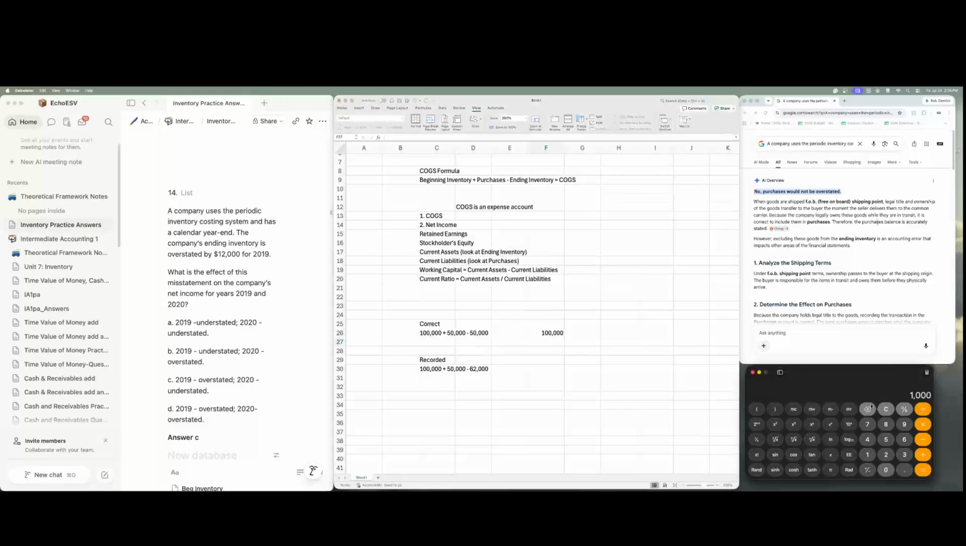But what was actually recorded was 88,000 for cost of goods sold. So the cost of goods sold is understated. If the expenses are understated, then net income comes out overstated. Shareholder equity, ending inventory is overstated. Purchases no effect. If the current assets are overstated, then the working capital will also be overstated.